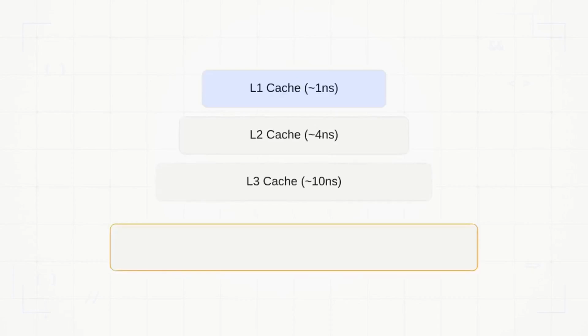To bridge the gap between lightning-fast logic and sluggish RAM, CPUs use a hierarchy of caches. Think of it like your workspace. The L1 cache is like the tools in your hands, extremely fast but very small. L2 is your desk surface. L3 is the filing cabinet in your office. Main memory, that's a warehouse across town. An L1 access takes about 1 nanosecond. A trip to RAM takes 100 nanoseconds or more.